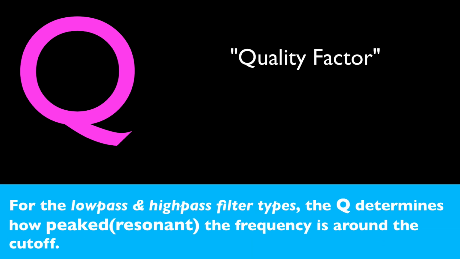Now, I want to introduce a very important filter concept here, and that is Q. Q is short for quality factor, but what you should really be thinking about in terms of Q when it comes to the low-pass and high-pass filter types is resonance. When we increase the Q with these filter types, we're increasing the frequency right around the cutoff frequency. And in doing so, a resonance or a peak is created. Now, the usefulness of this is that it can further color and enhance the sound, and it can also often help to bring the sound out in a mix.